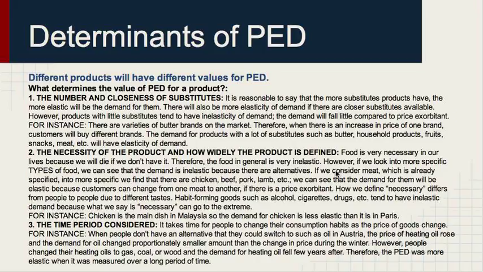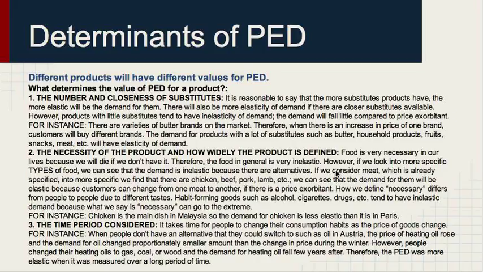Second, the necessity of the product and how widely the product is defined. Food is a necessity in our lives, and therefore, if we don't have it, we die. So food is in general very inelastic. However, if we look more into the types of food, such as meat, chicken, pork, beef, lamb, whatever, we can see that the demand for it will be elastic because customers can change one meat to another.